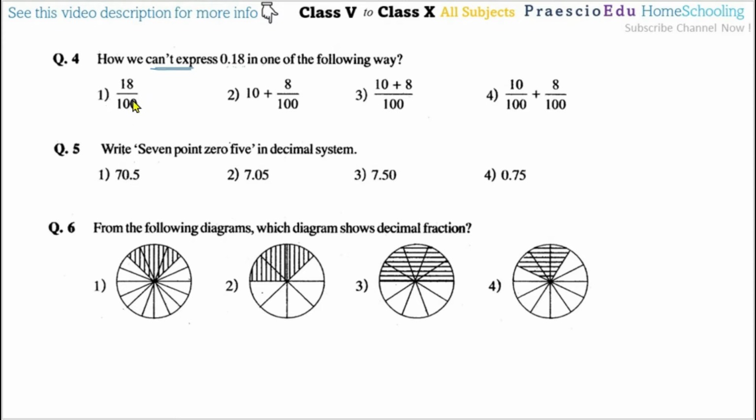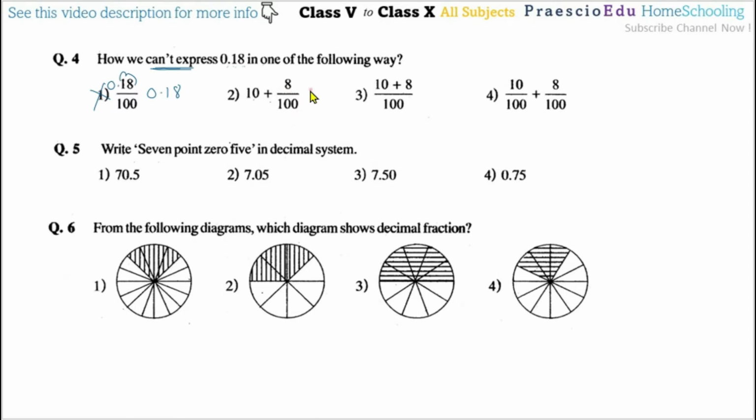So option number 1, 18 by 100. 18 by 100 means we shift the decimal point 2 places, because here is the 100. Okay, so this is 0.18, but we required cannot express, means which cannot be, so this option is incorrect. Now option number 2, 10 plus 8 by 100.